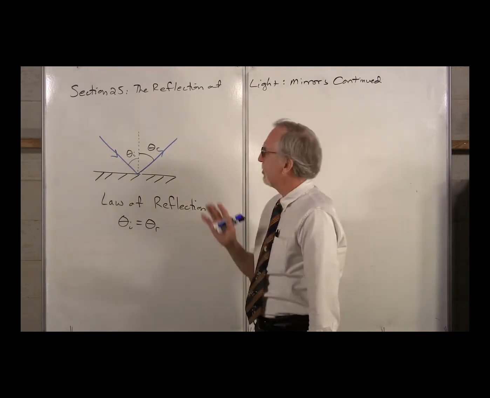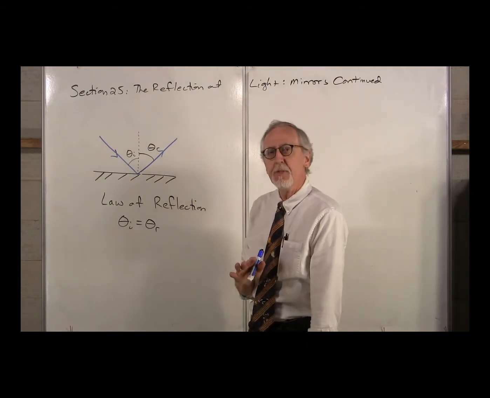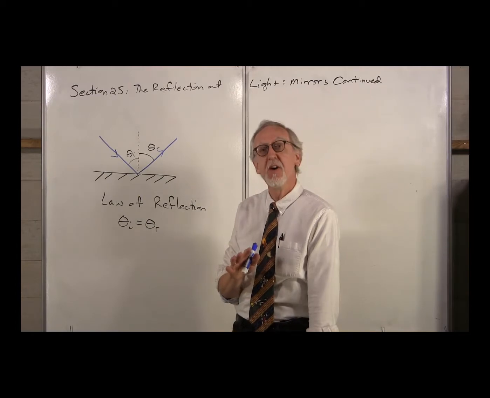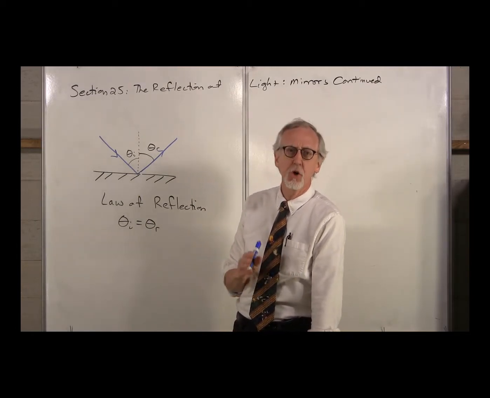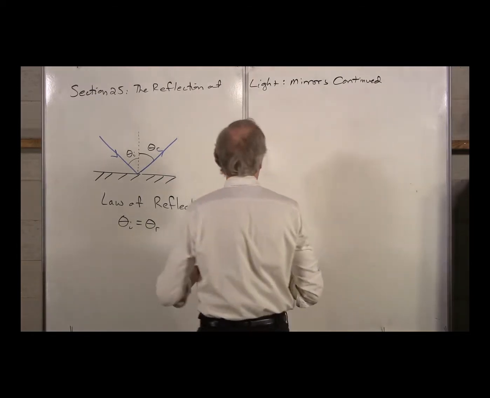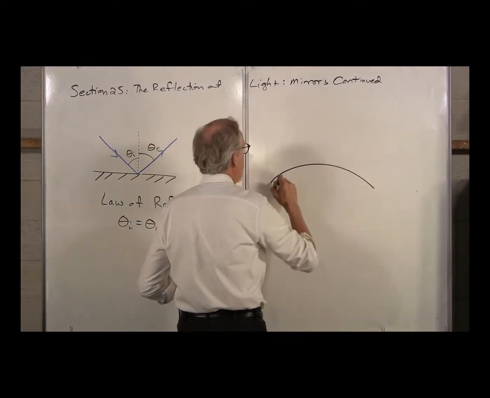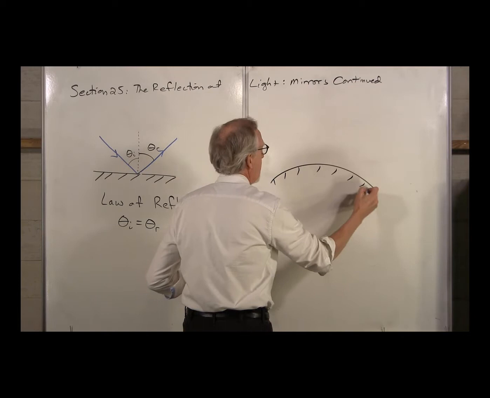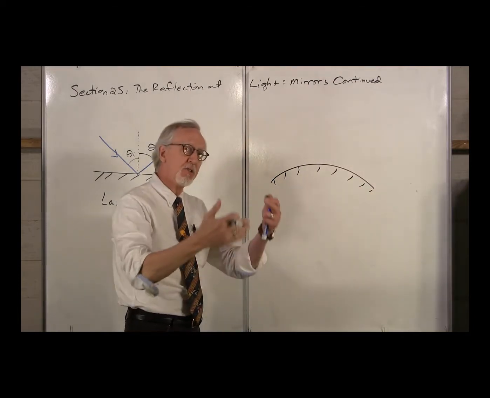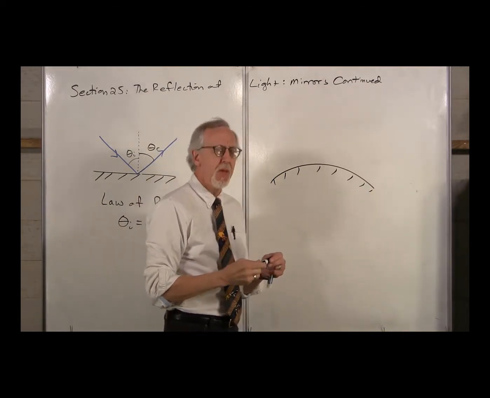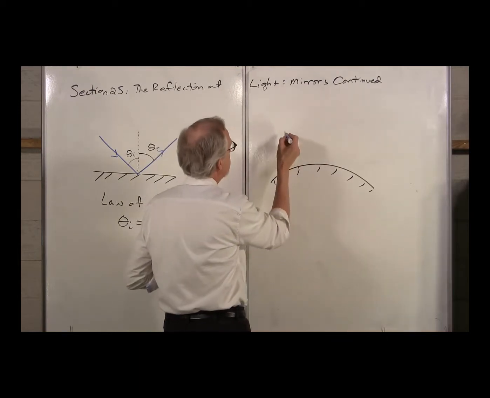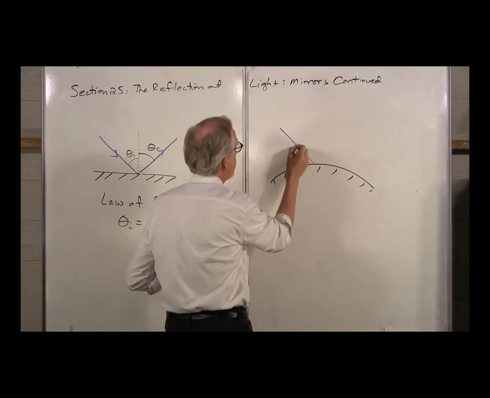Very good. What we're going to do today is take a look at what happens when we have reflection off of a curved surface, a curved mirror. Well, let's imagine that we have some curved surface, maybe like that. Remember, the cross-hatching shows us the back side of the mirror. And we have a ray that comes in and strikes our surface.